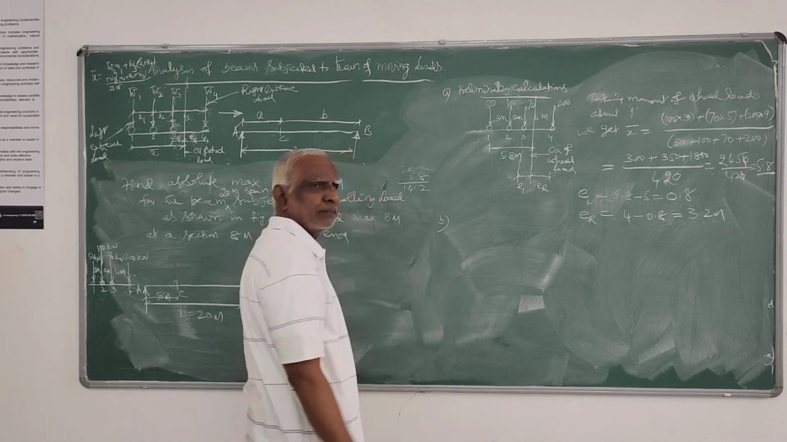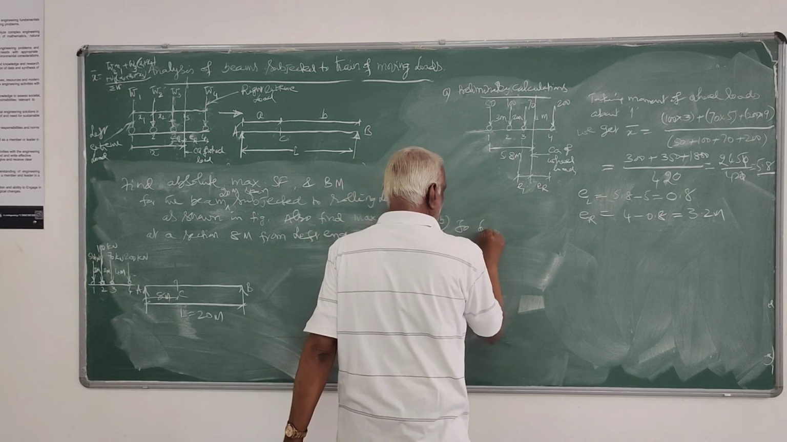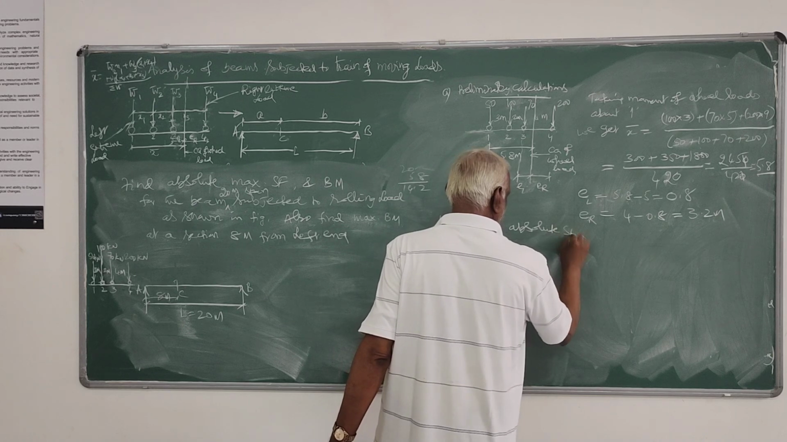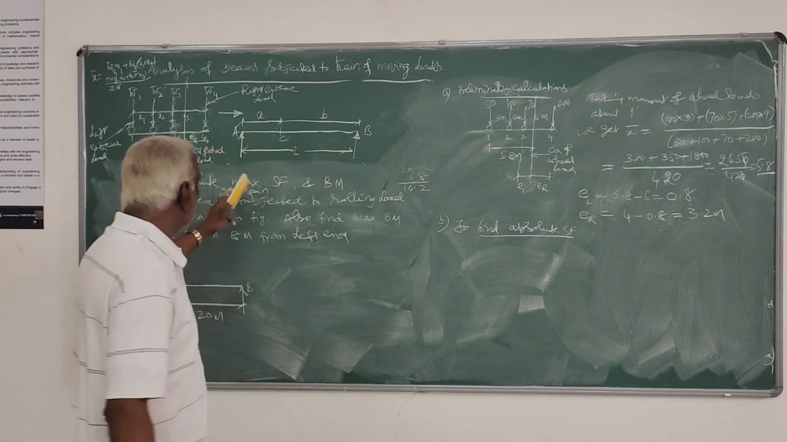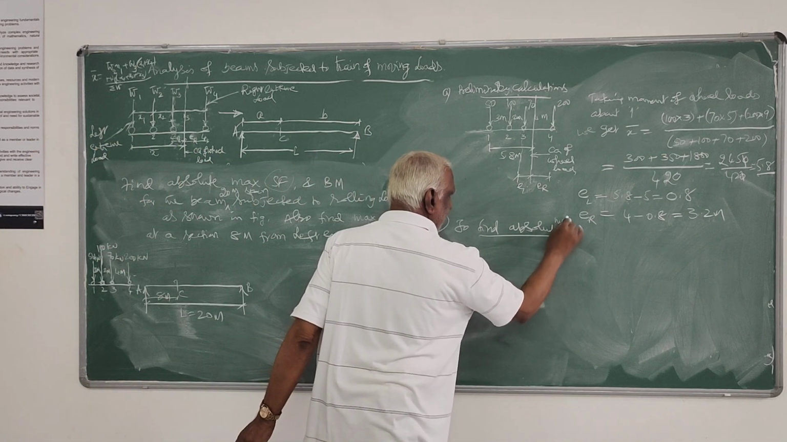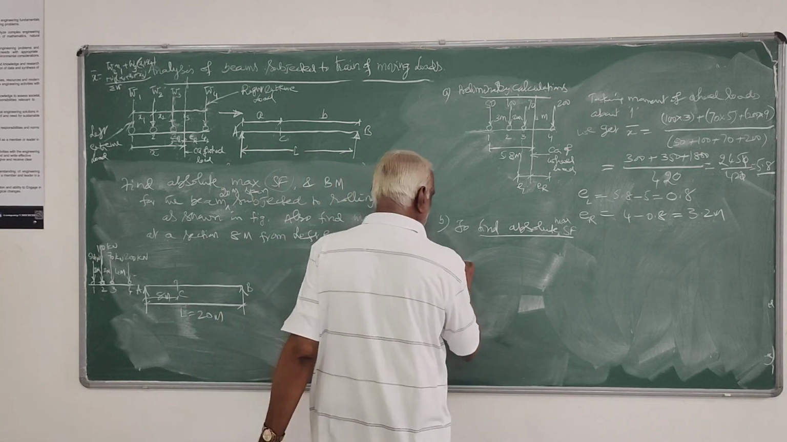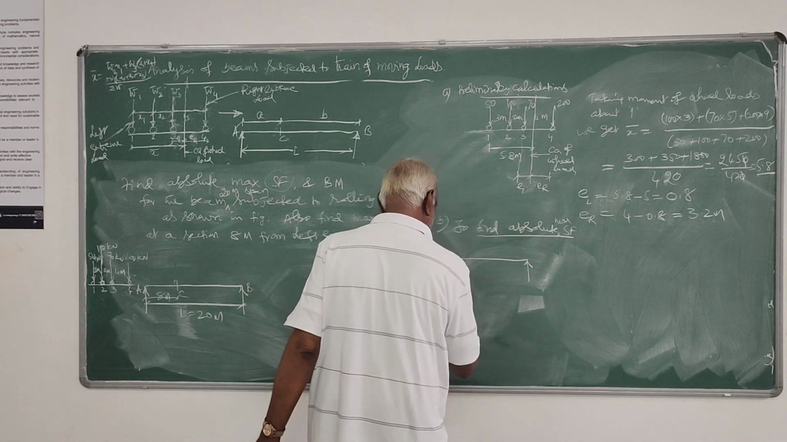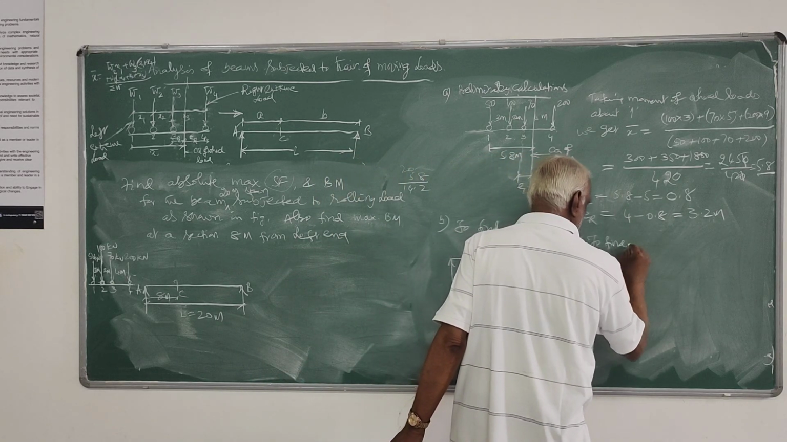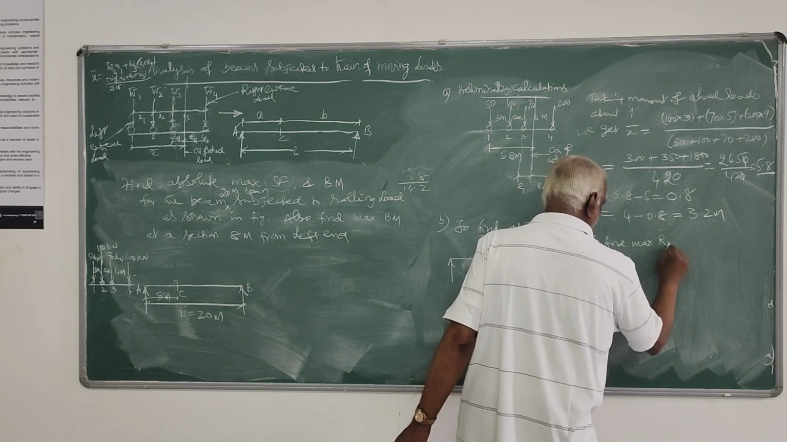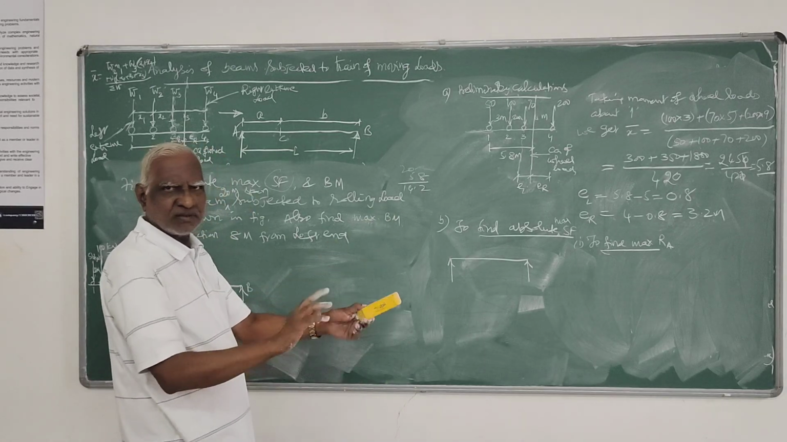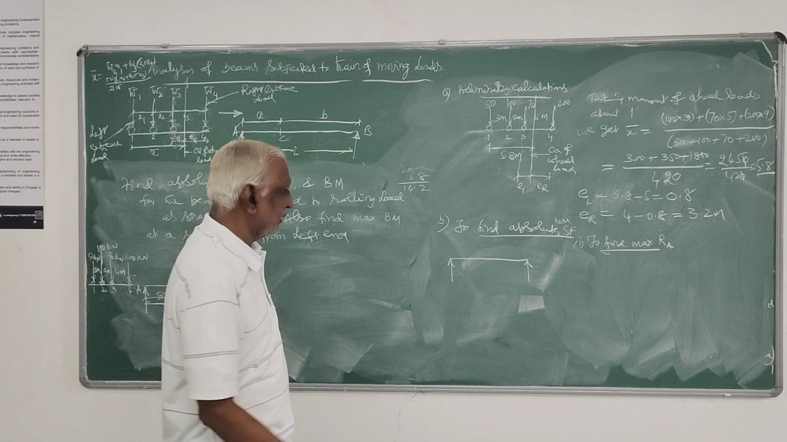So that is your first step. Then the second step is to find the absolute maximum shear force. For this, I first have to find, in these two cases, the maximum RA and RB, and whichever gives you the maximum value, that is the absolute maximum shear force.